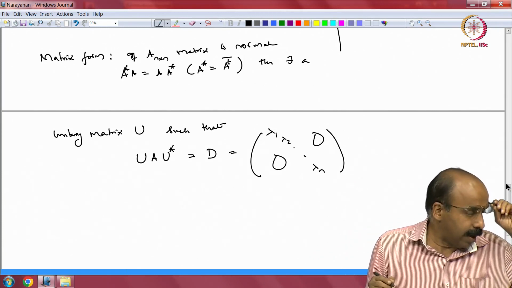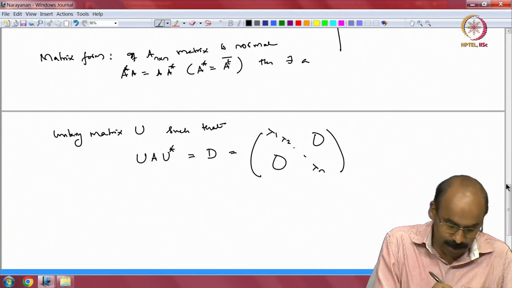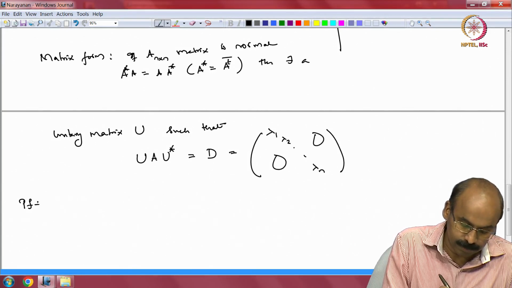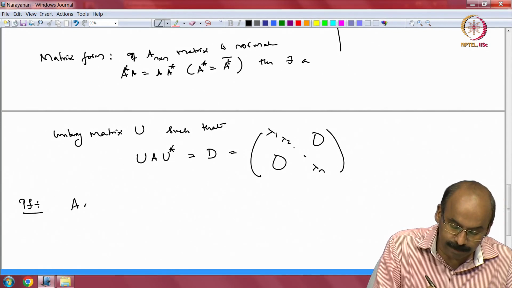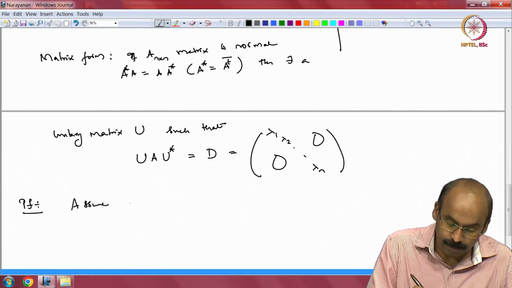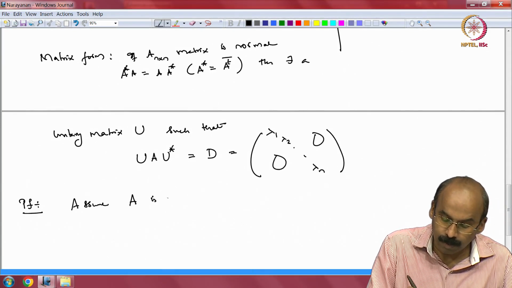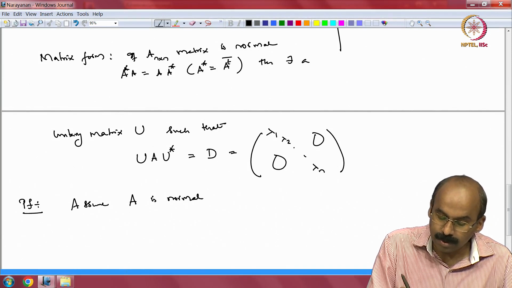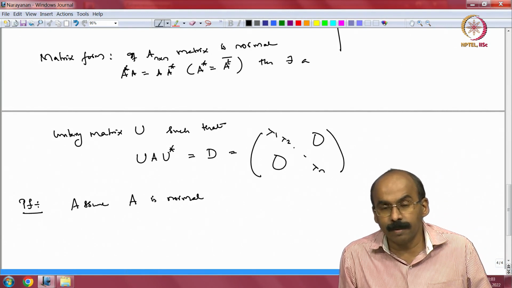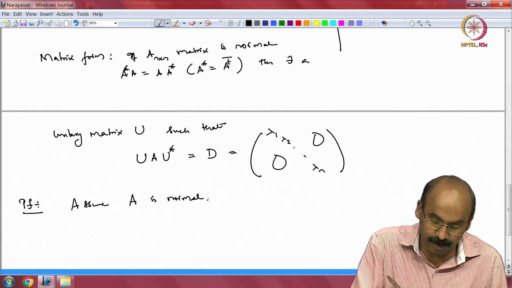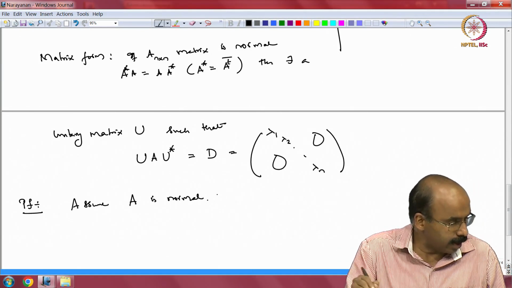Alright. So, our aim is to prove this. So, let us assume A is normal, A is a normal matrix. So, either matrix or the linear transformation, as I mentioned in the beginning, it is going to be the same. Okay. So, A and A star commute.